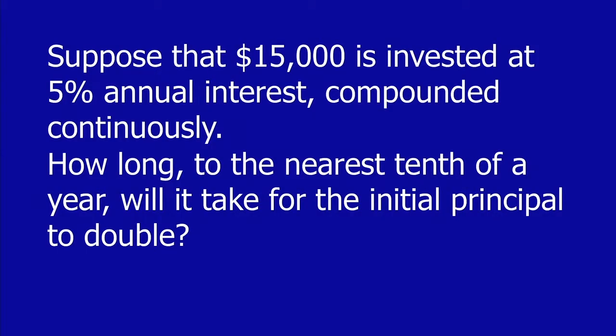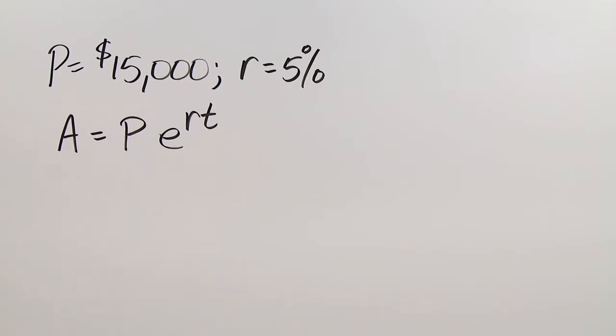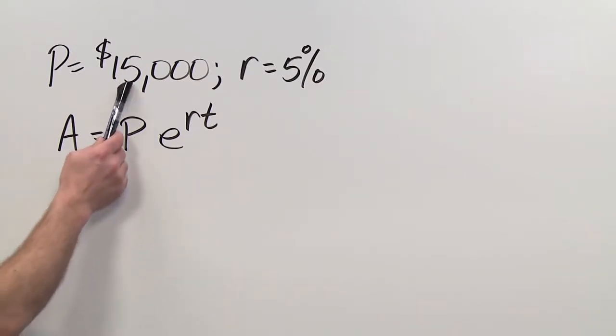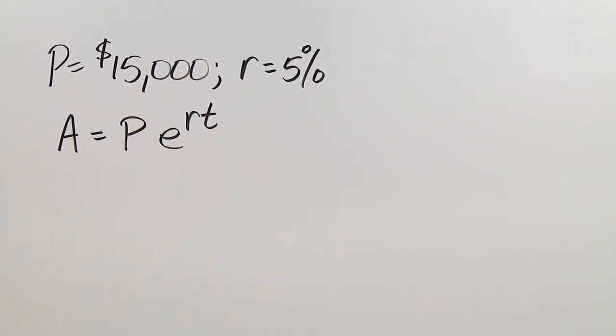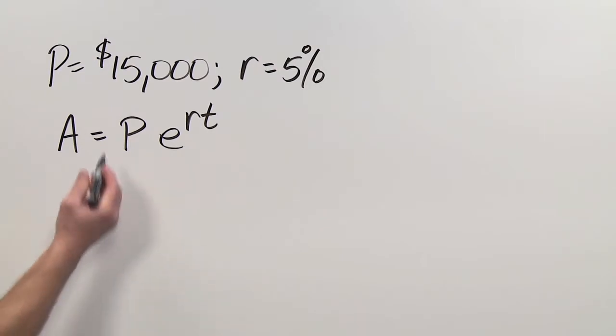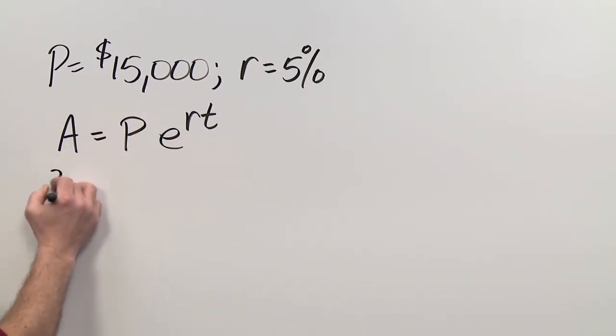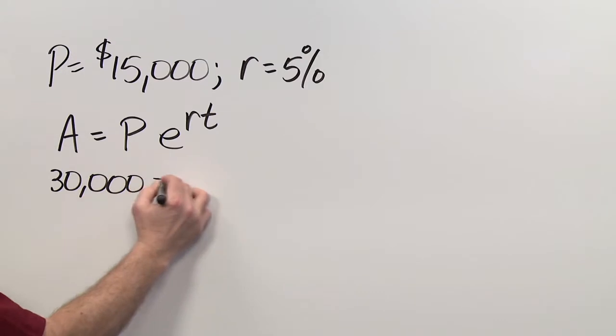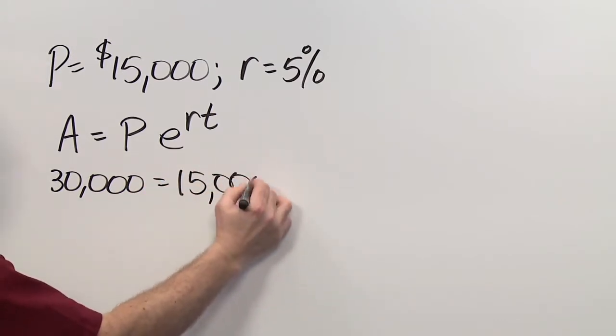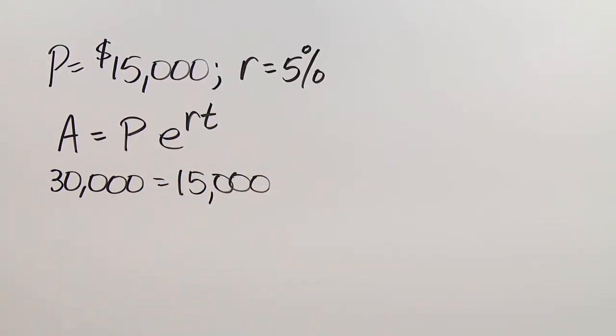Suppose that $15,000 is invested at 5% annual interest compounded continuously. How long, to the nearest tenth of a year, will it take for the initial principal to double? So we know that the initial principal is $15,000. We want to know when that is doubled. In other words, $30,000 would replace the value of A. 15,000 replaces the value of P.